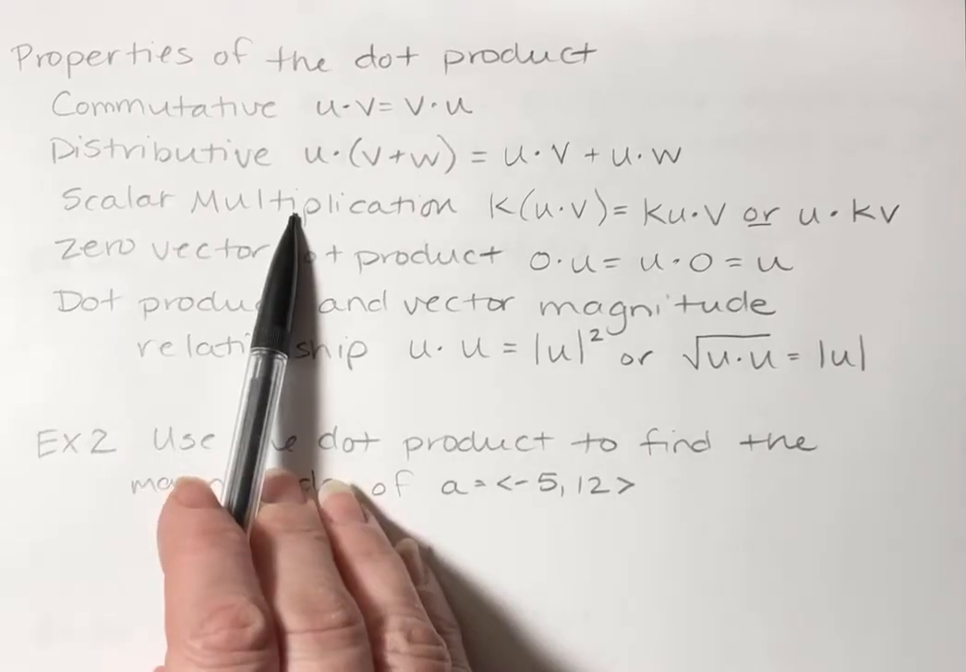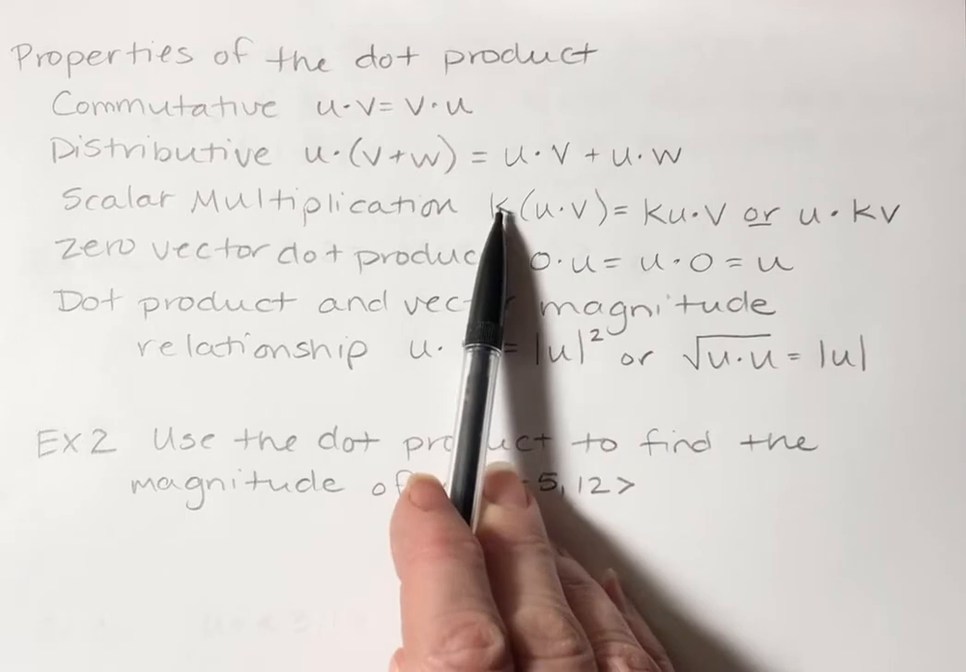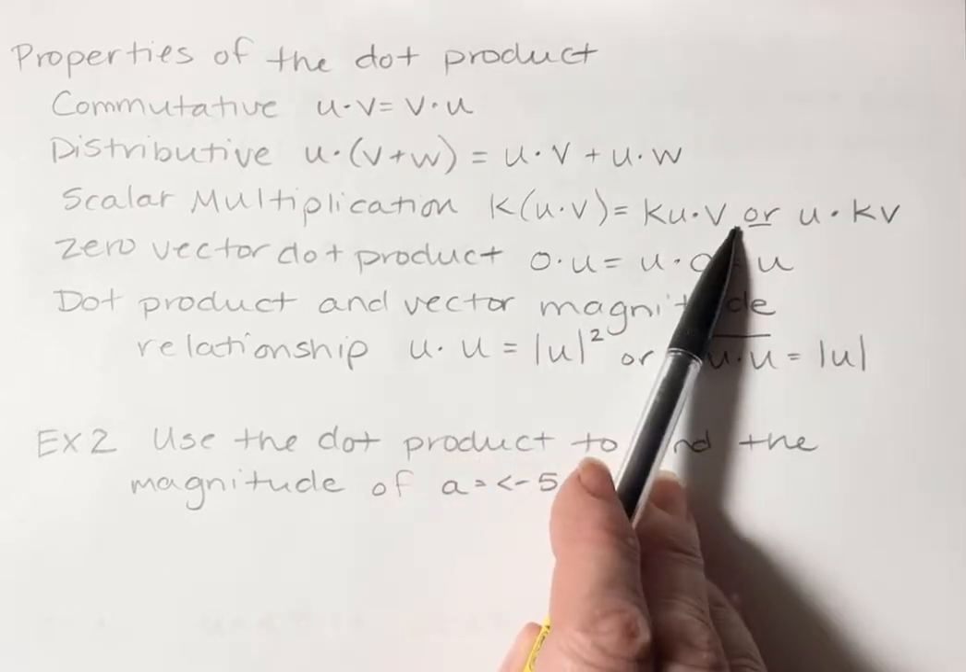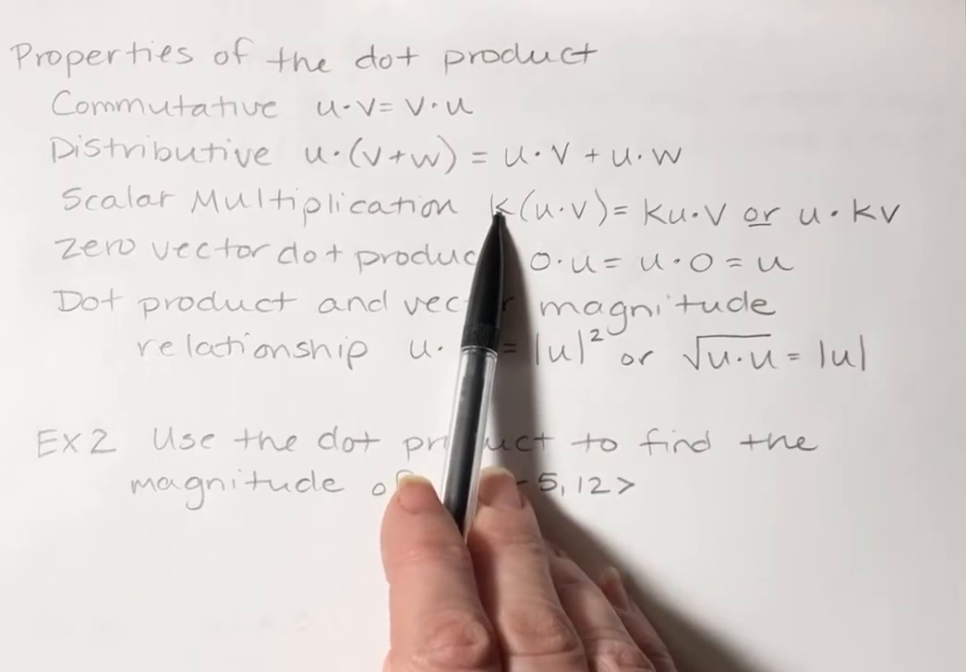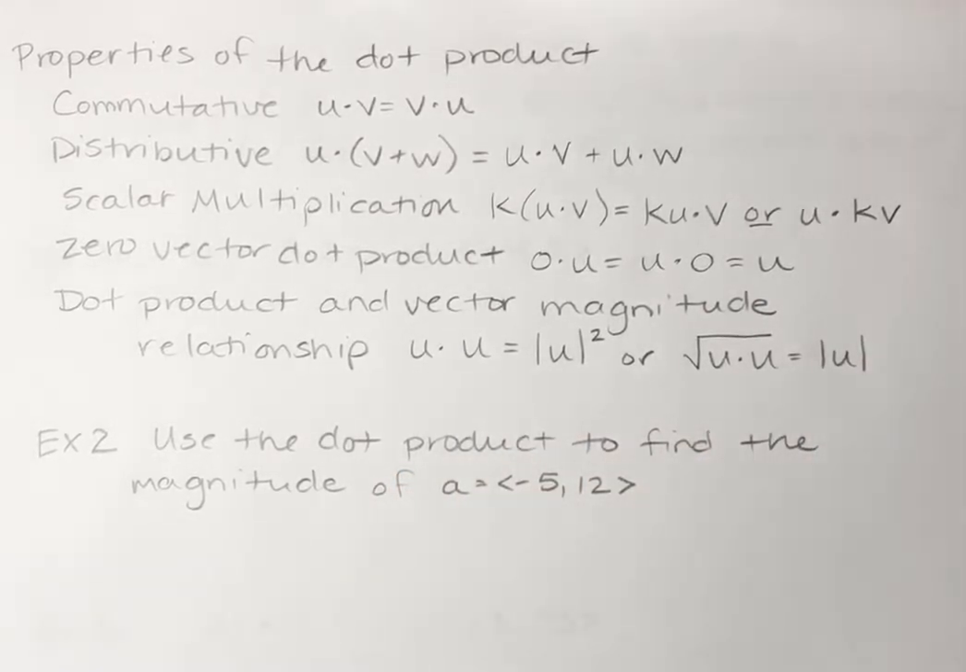Scalar multiplication. If I'm taking some number times a dot product, I can do this number times u and then do the dot product with v, or I can do this number times v and then do the dot product with u, and I'll get the same answer.